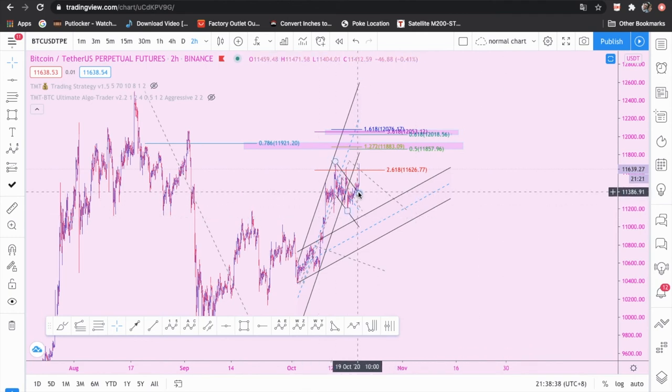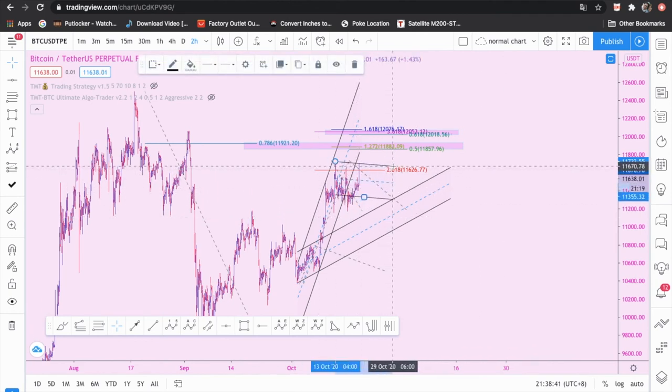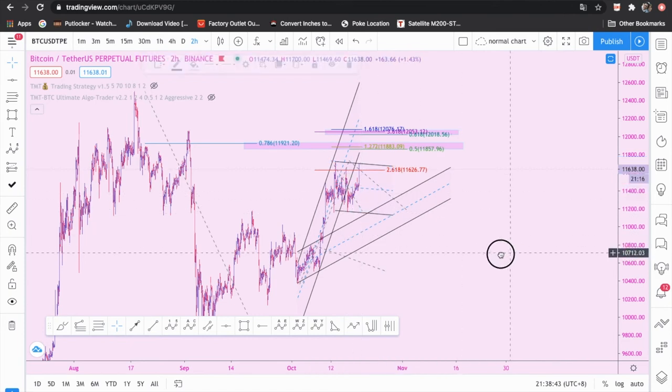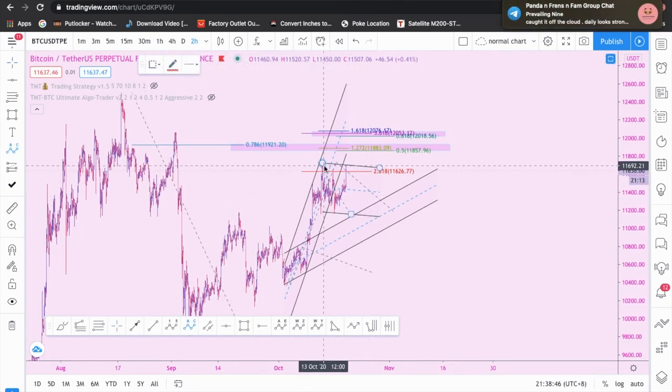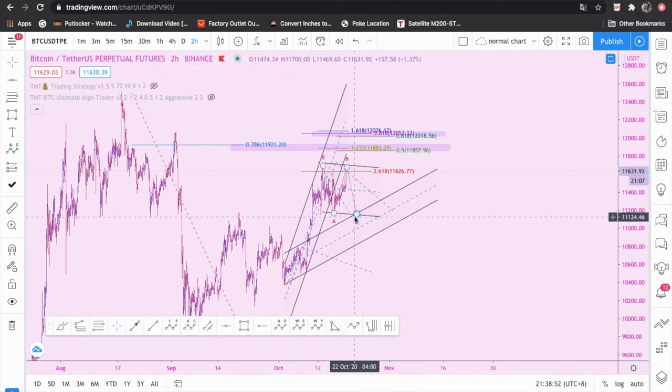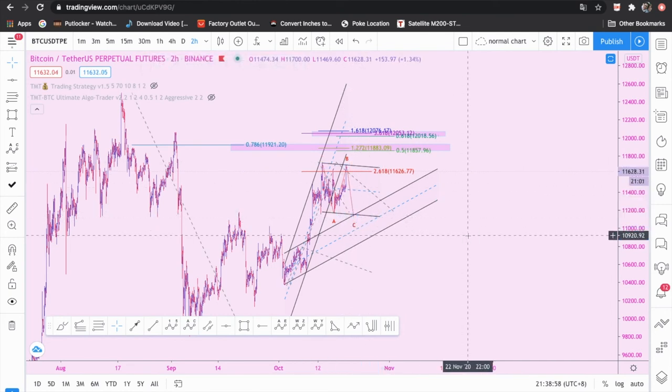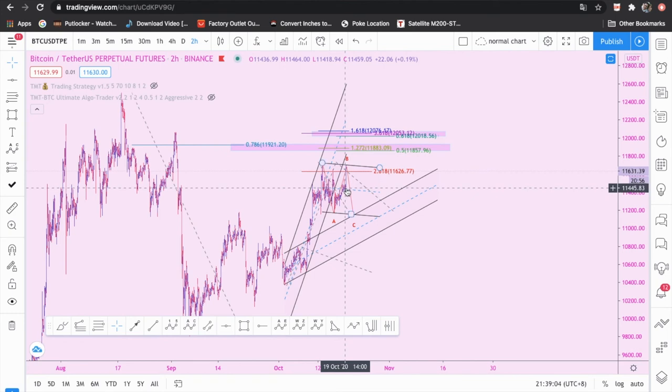Now there's another tricky thing: it could be just a flat. It could do something like this and still tag the base channel, and then probably fill the gap. In this scenario, since I'm long over here, I put my stop loss over here. In case it comes down, I'm still able to protect my account from getting liquidated. I mean, taking losses. I don't want to take losses.